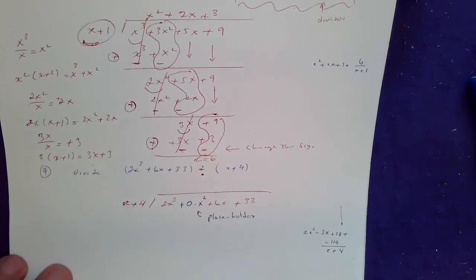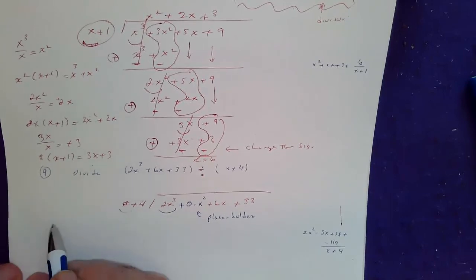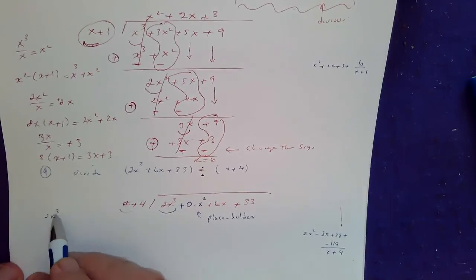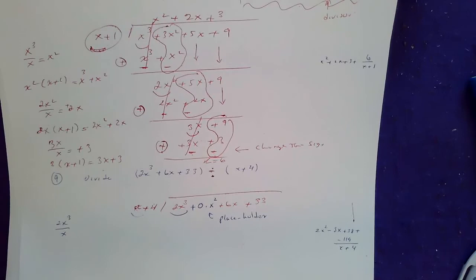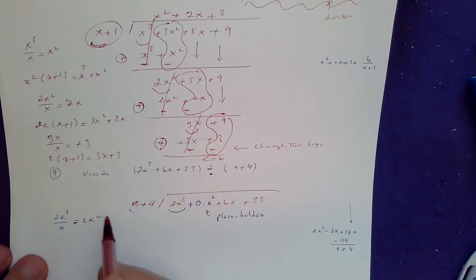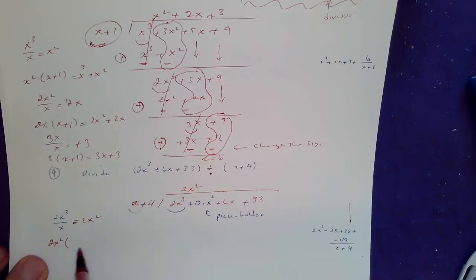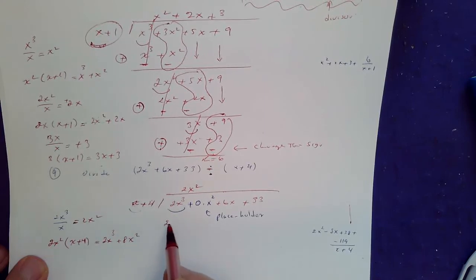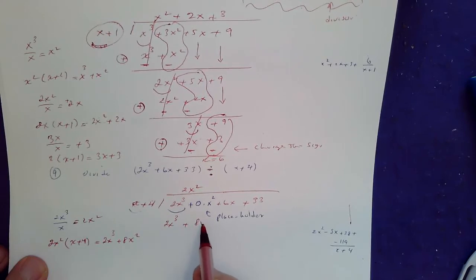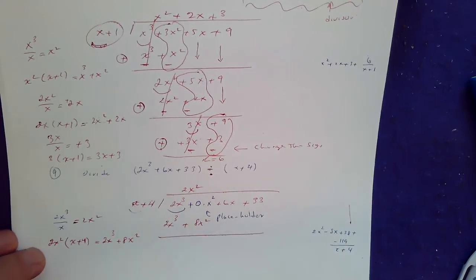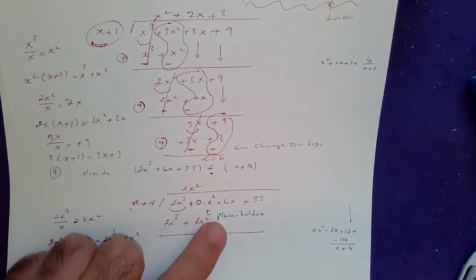Okay, so now the saga begins. x goes into 2x cubed. That's 2x cubed over x, which is 2x squared, and that goes and sits there. But what do I do with 2x squared? Multiply by the divisor. So you get 2x cubed plus 8x squared. And in a minute, you will see why we had to have that placeholder.